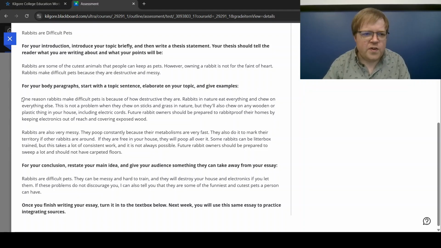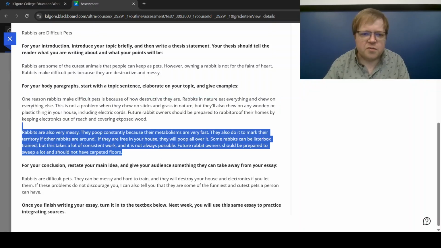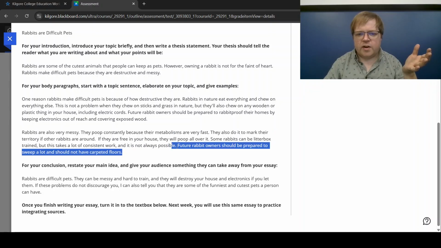Okay, so very simple. There's like 5 sentences maybe in each one of these. I'm not looking for a lot here. I just want you to get your point across, give me a topic sentence, elaborate on what that is about, explain it in your own words, and then wrap up your paragraph.